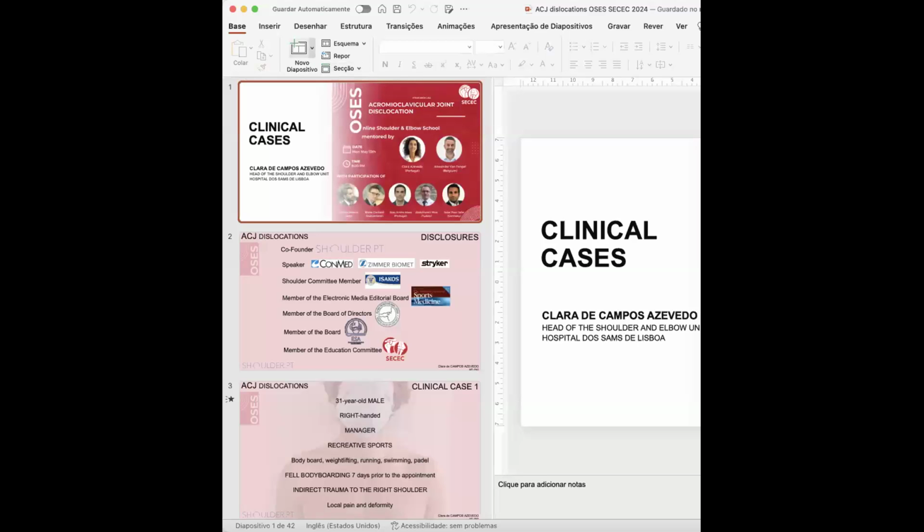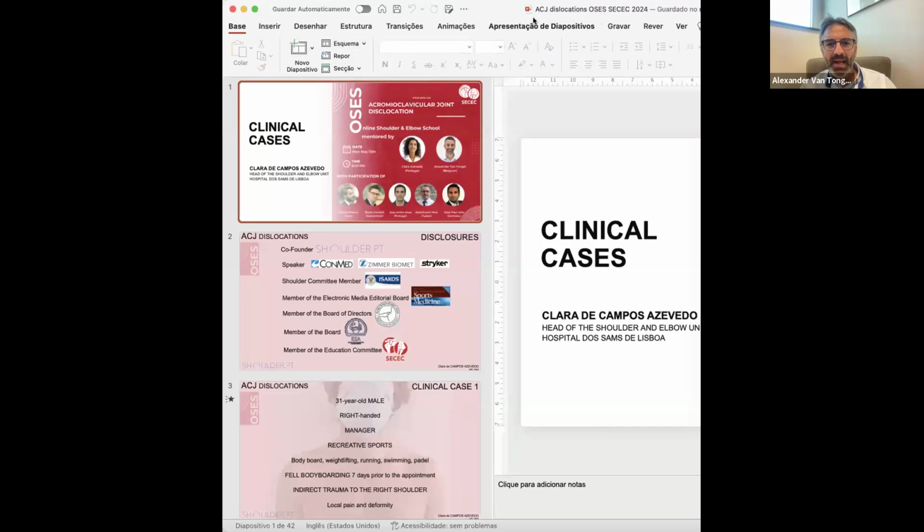While Clara is sharing her screen, we have some questions in the chat. There has been some discussion about whether to ask for MRI in every case or not. This has already been discussed. Another interesting question is, after how many weeks would you add a graft when treating an AC dislocation in a chronic case? Thank you. Sorry, I think we already answered the first question a little bit.